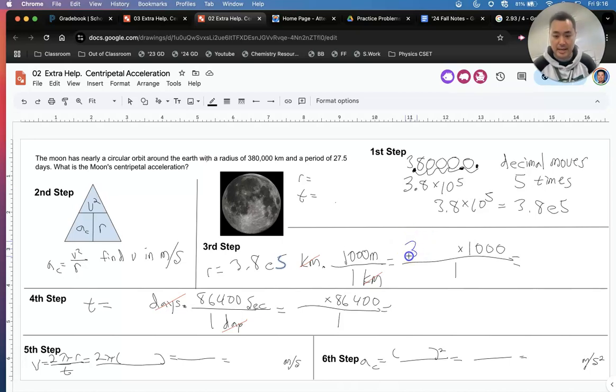So in this last part on the third step, 3.8 E5 times 1,000. Jimenez, you're up. Put that in your calculator. 3.8. How do you do E? Click second, x minus 1, 5. And then you can right away click times 1,000.